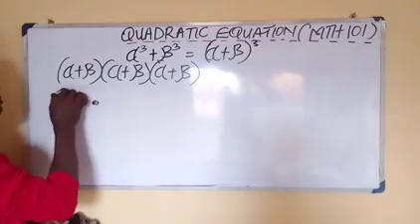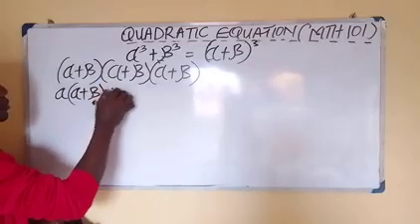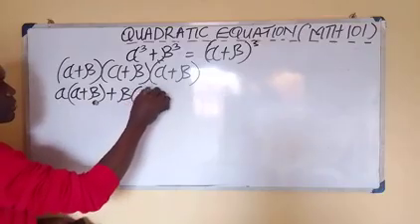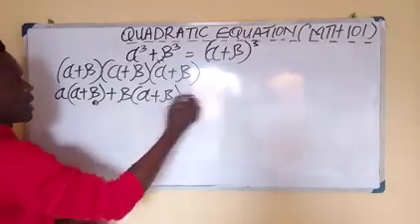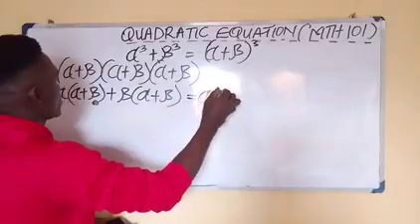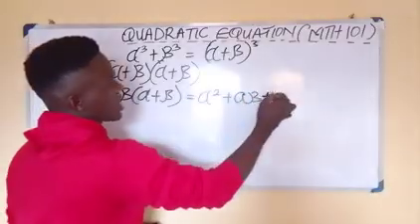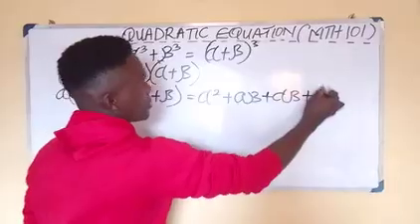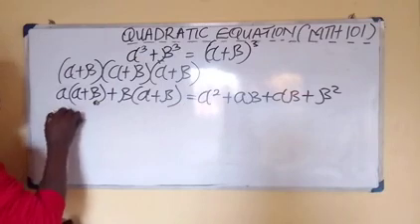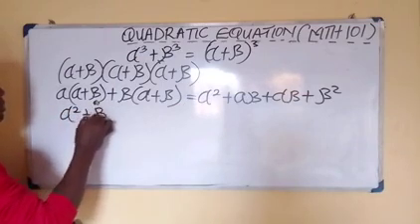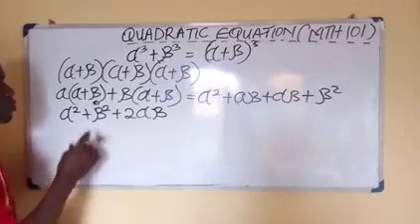So I will have alpha, normal procedure, alpha plus beta, then plus beta, then alpha plus what? Beta. Alright. If I should open the bracket, what will I be having? I'll have alpha squared plus alpha beta, then plus alpha beta, then plus what? Beta what? Squared. Is that not correct? So if I should rearrange, I'll be having alpha squared plus beta squared plus what? 2 alpha beta.